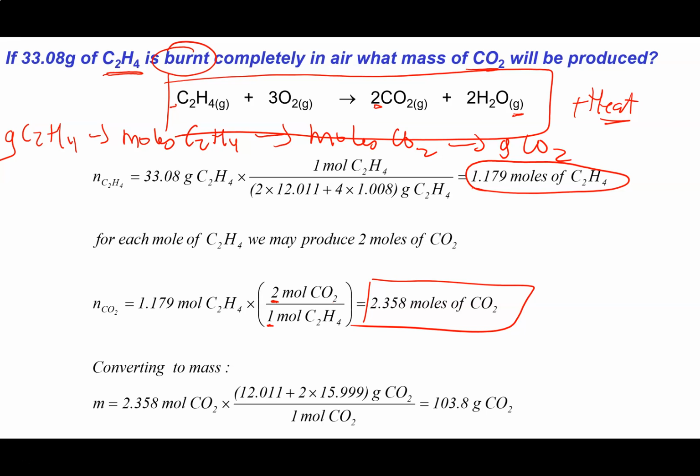And then finally I have to convert my moles of CO2 into grams of CO2 because they asked for mass, and I'm going to do that by multiplying by the molar mass. So 2.358 moles of CO2 multiplied by 44.01 grams of CO2 in 1 mole, and again you can see that the moles cancels out and leaves me with the grams that I want. So this is a process that requires 3 conversion factors, 2 molar masses and 1 mole ratio.